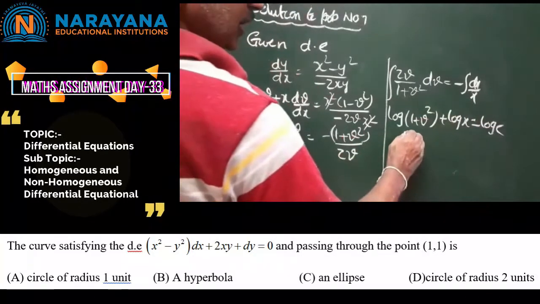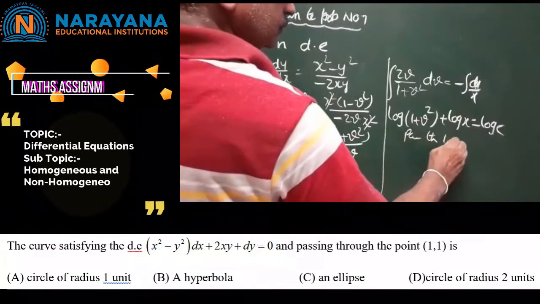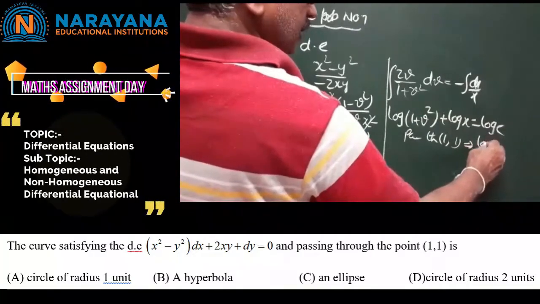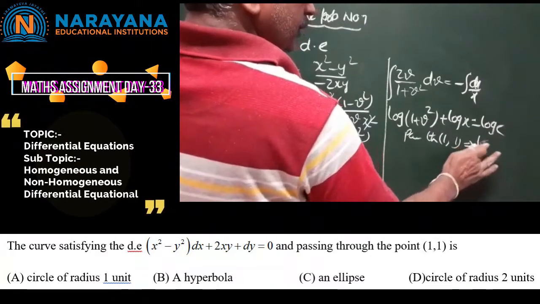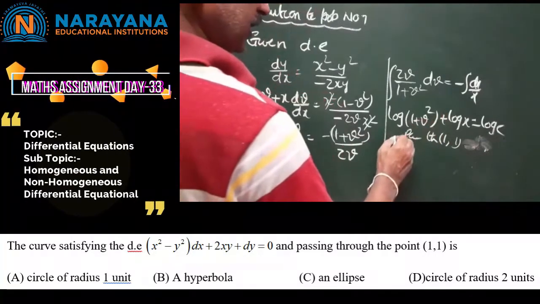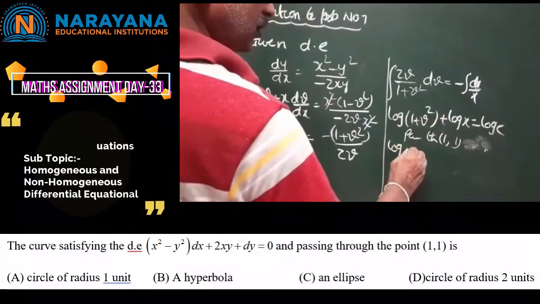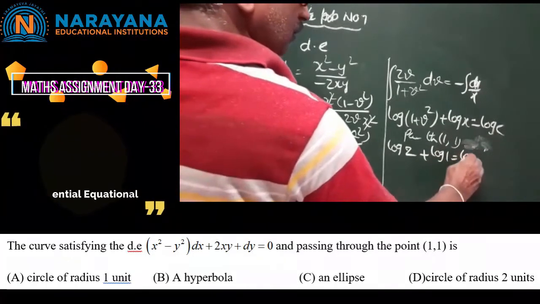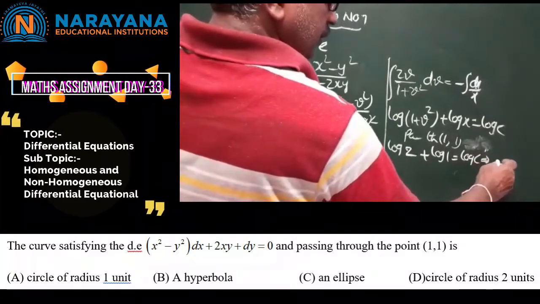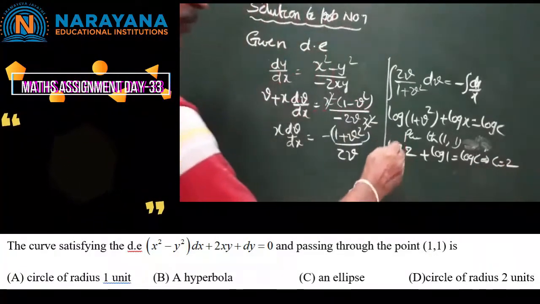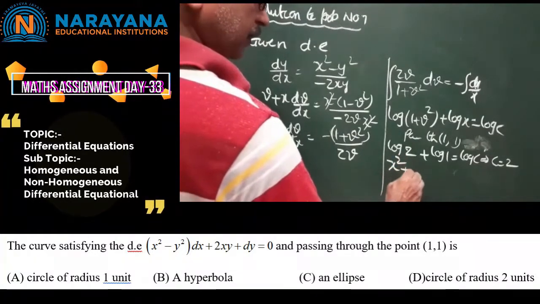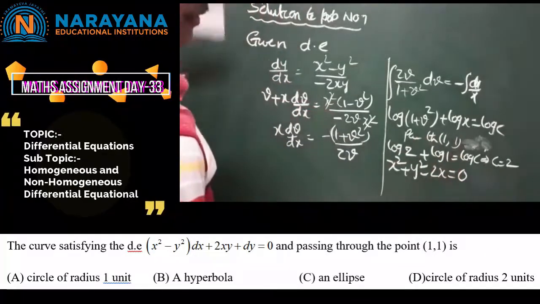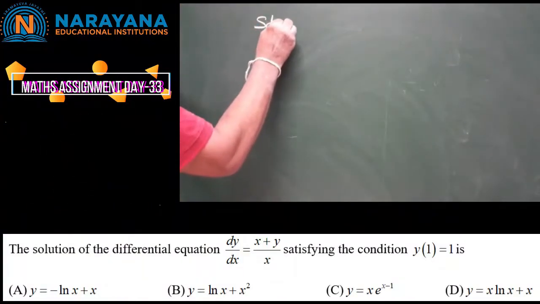Passes through 1 comma 1. So we can get the c value. If you substitute that, we can get log of 2 plus log 1 is equal to log c. From this you can get c equal to 2. So the equation will be x square plus y square minus 2x equal to 0. This represents a circle with radius 1 unit. Solution to problem number 8.